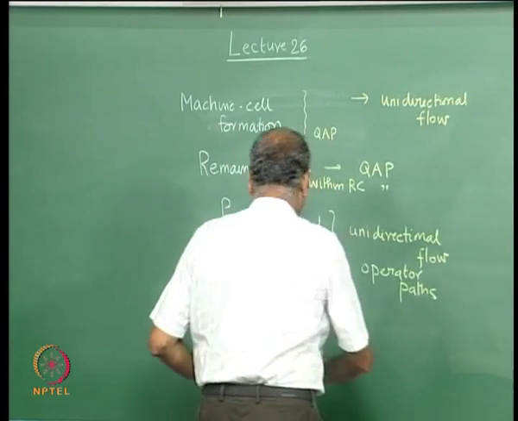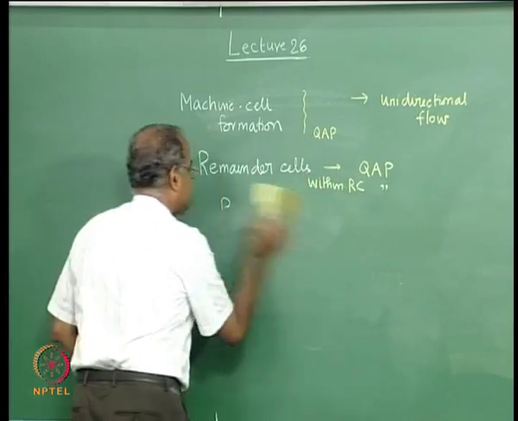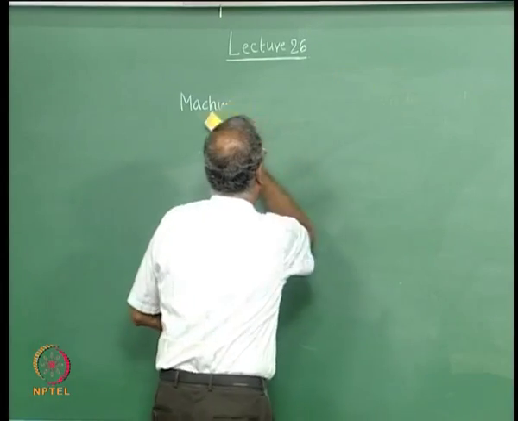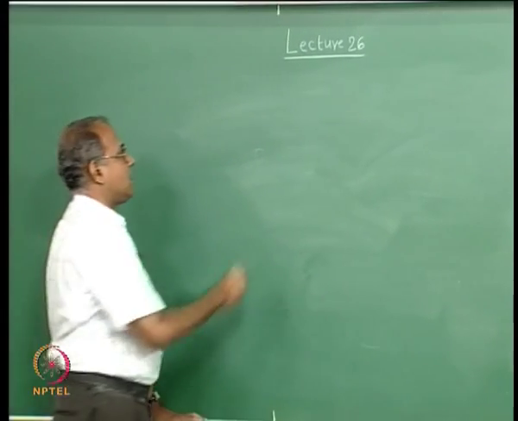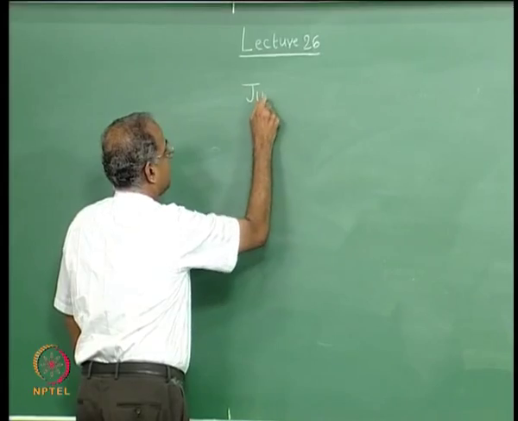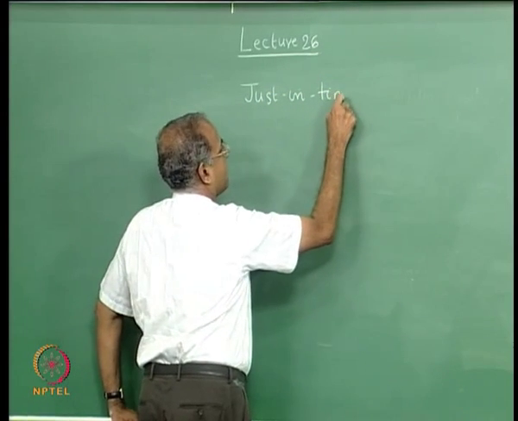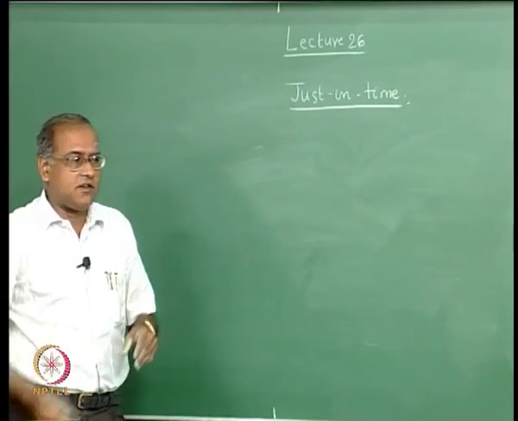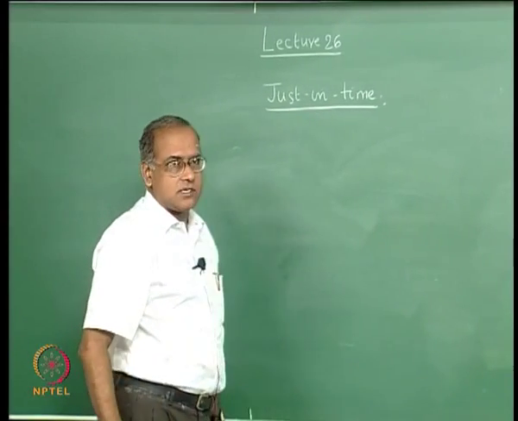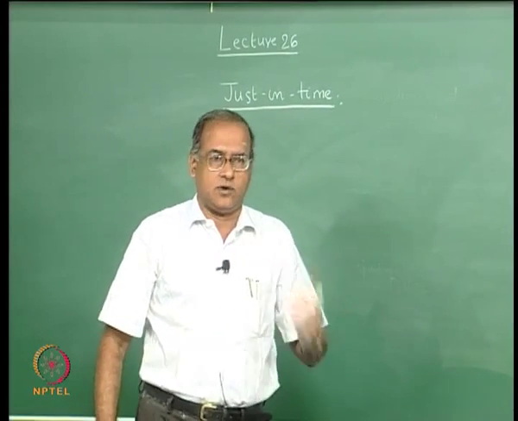Now, with this we come to another important aspect which we can address it in two ways. We move to another part of this course which is called just in time manufacturing system. Just in time manufacturing systems can also be seen as a way of cell control.